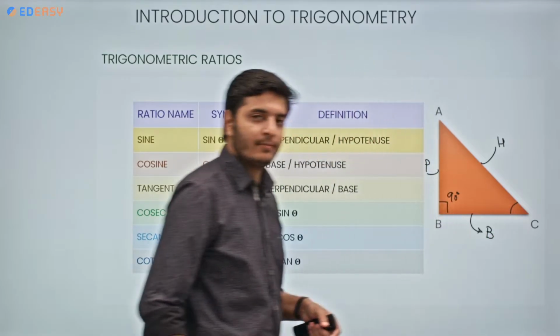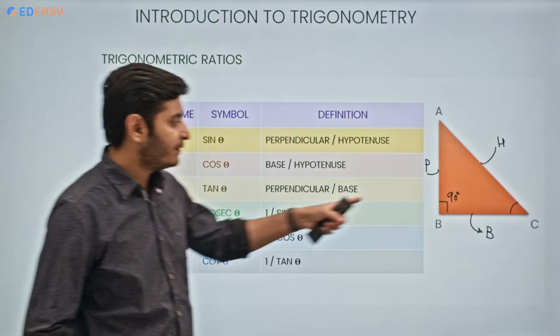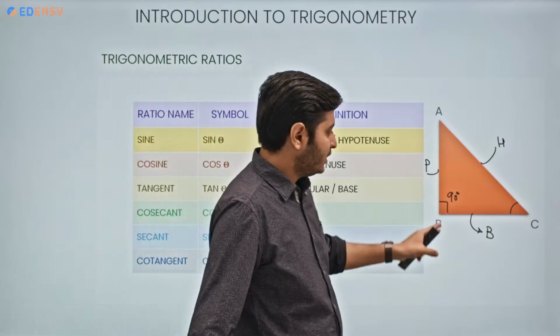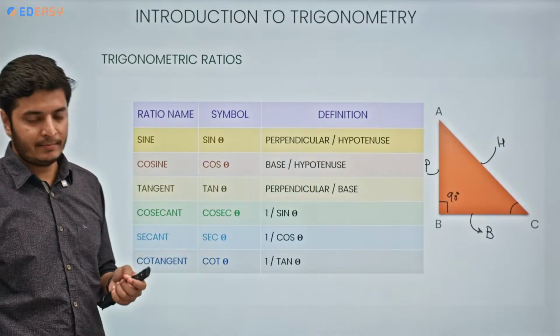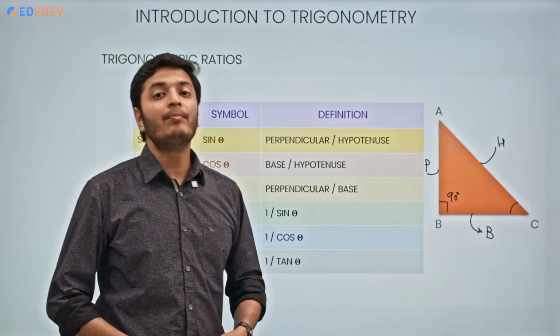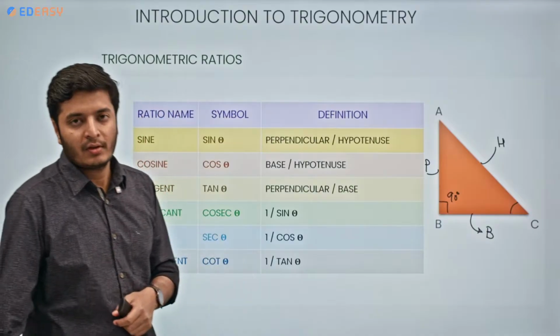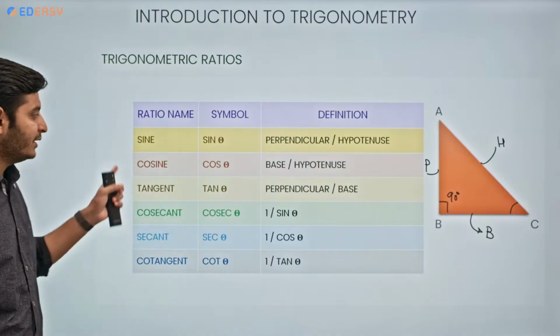So BC is the base. Then what is sine theta if we are referring to angle C? P by H or AB by AC. Then cosine, complementary angle of sine. So cosine is basically complementary angle of sine.